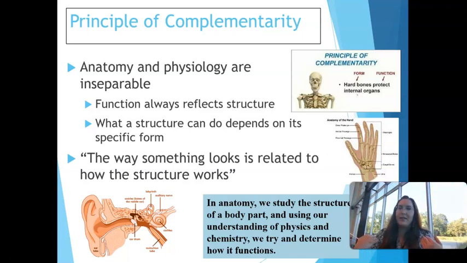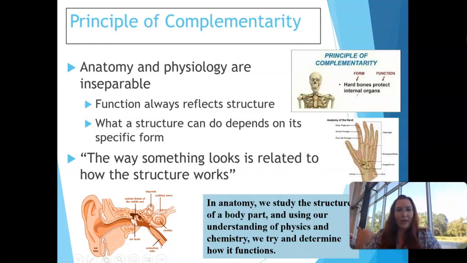A great example of this is we will be learning about blood cells, specifically red blood cells. They have a very specific shape. They look kind of like a concave donut. They don't actually have a hole in the middle, but they're kind of sunken in the middle. And that's for a very specific reason, which you will learn during our unit on blood.